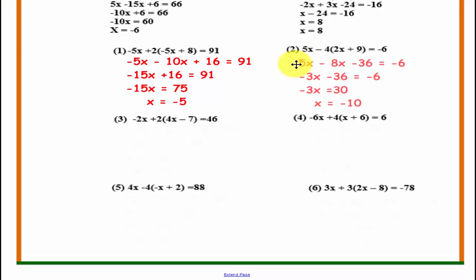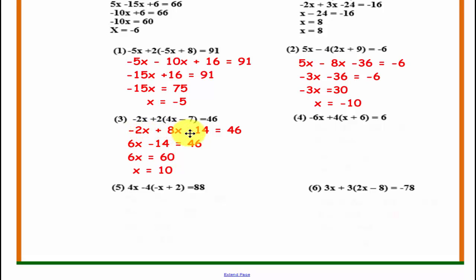Let's look at number 2. Here we have 5x minus 8x minus 36 equals negative 6. Okay, negative 4 times 2x is negative 8x, and negative 4 times the quantity 9 is negative 36. 5x minus 8x is negative 3x, minus 36 equals negative 6. Negative 3x equals 30, and by doing that, we simply add 36 over this side, add it over here, so negative 3x equals 30, divide negative 3x into 30, x equals negative 10. Let's look at the next one.